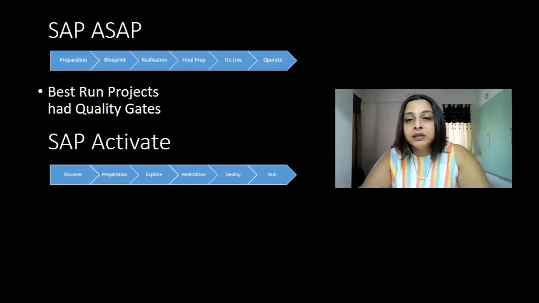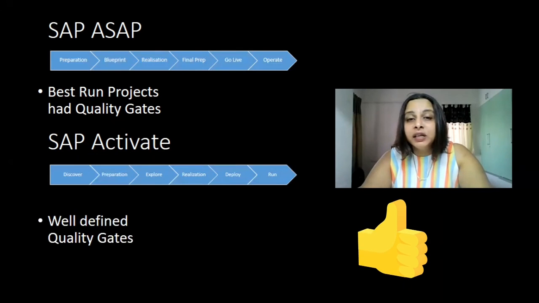The first one is, in ASAP, the best run projects always implemented quality gates. Now, what is a quality gate? Basically, it is a checklist at the end of each phase, which will tell you these are the 10 major deliverables which you are supposed to deliver. The project manager and the project team will verify whether you have delivered it or not. If you miss any one of those, you are at the risk of creating a technical debt and reducing your yield.